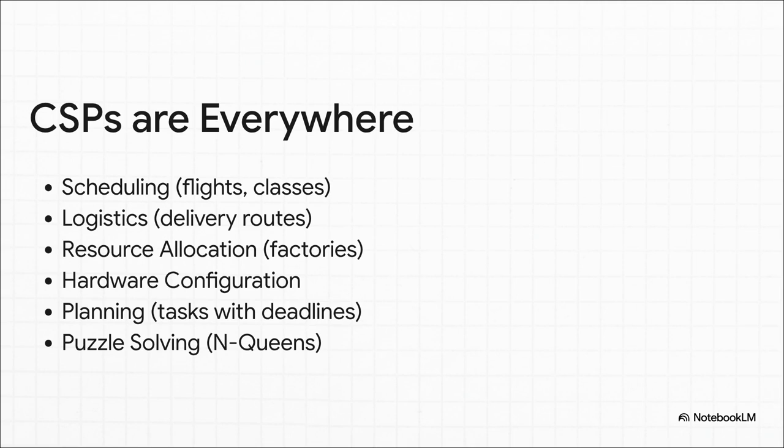Trying to schedule all the classes at a university? That's a CSP. The variables are the classes, the domain is all the possible times and rooms, and the constraints are things like, hey, you can't have two classes in the same room at the same time, or this professor needs Fridays off. It's the same logic for scheduling flights, for planning delivery routes, for managing resources in a factory, even for designing the layout of computer chips.